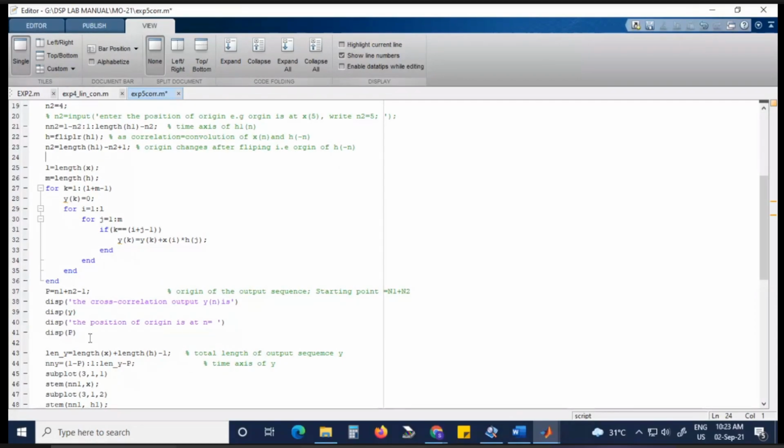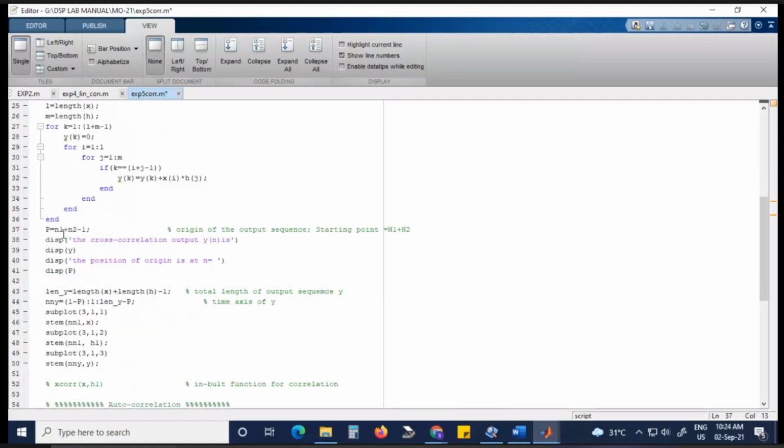Okay, so then the origin of the output sequence. The origin of the output sequence is very important. Once the output sequence is generated, how is the origin of the output sequence determined? Actually the formula is, if you know the starting points of both the sequences, n1 and n2, then what does starting point mean? Can anybody tell what the starting point means?